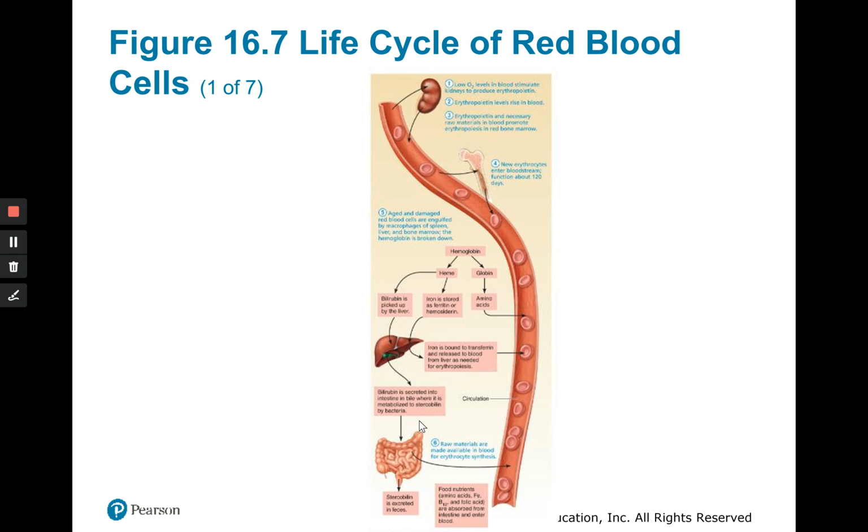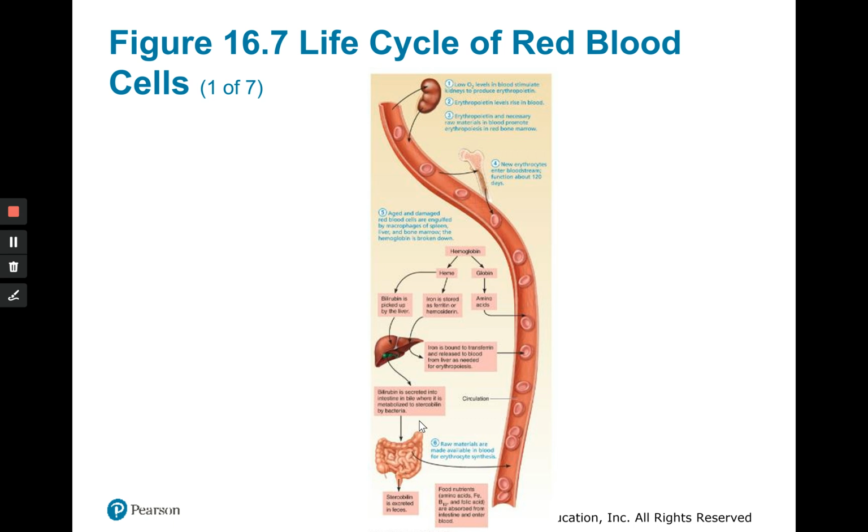And that would lead us to step 5, where our aged or damaged red blood cells can be engulfed by macrophages of the spleen, sometimes the liver and bone marrow. And the hemoglobin is going to be broken down into heme and globin. And then we saw that the globin is broken down to its subsequent amino acids, which can then be released into circulation, and they would be used as needed. The iron has to be stored. It'll be transferred via transferrin. The liver releases it to the blood as needed for erythropoiesis.